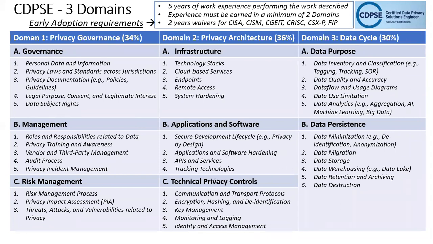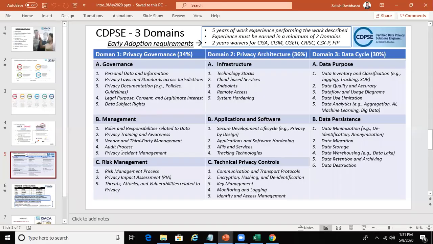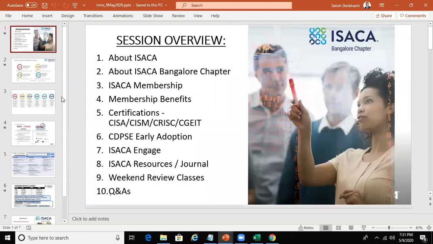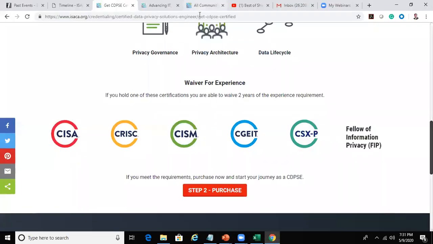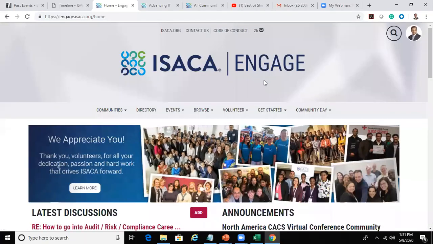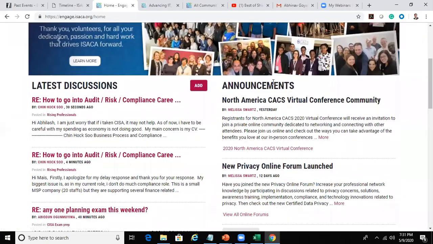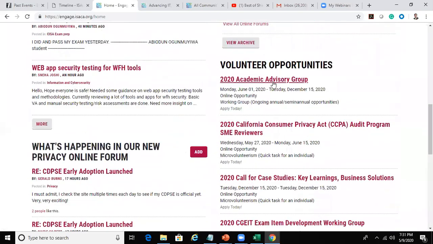Coming back to my agenda, I'll jump to questions. I know we are running short of time, so I think I covered everything. CDPC is covered. ISACA Engage is a wonderful place. I request all of you to just type engage.isaca.org. It's an amazing place to get connected. You will not believe the amount of discussions going on there. I love this place.